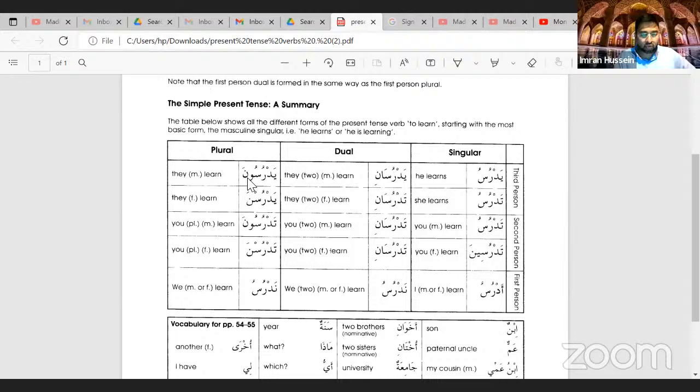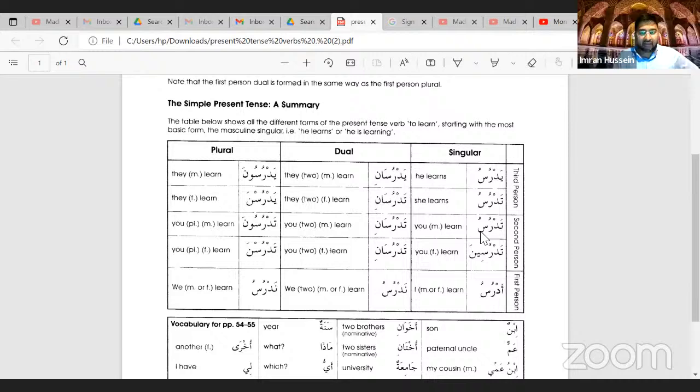Then from the next, she, we added a ta: tadrusu. Here was yadrusu, here now tadrusu, she is learning. And then tadrusani, instead of yadrusani. So we added a ta to say they two females are studying. And then instead of yadrusuna, we remove the waw and add a noon with a fatha, yadrusna. They all females studied.